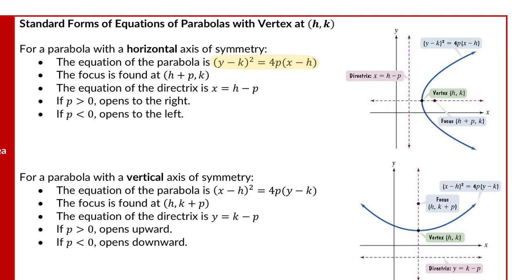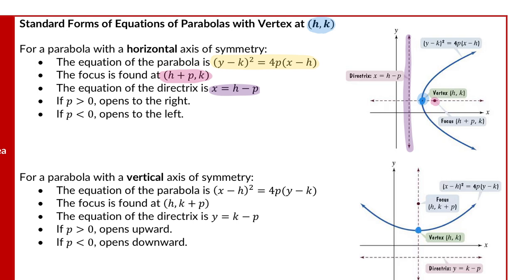Our vertex is at h and k. Our focus is adding the p-value to the h for a sideways, and our directrix is subtracting the p-value from the h, again, for the sideways. So just like for our ellipses, whenever we had the regular formula and we wanted to shift it, we have to shift everything that involves x and y. We'll have to do the same thing for when we have a vertical axis of symmetry or opening up.